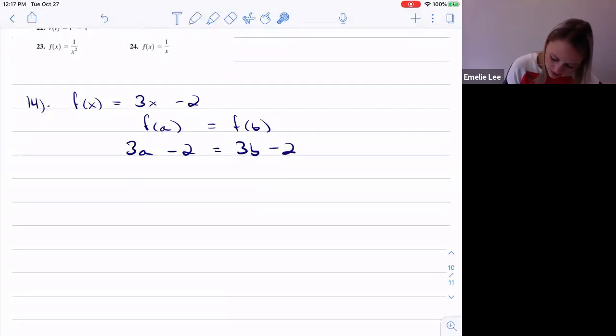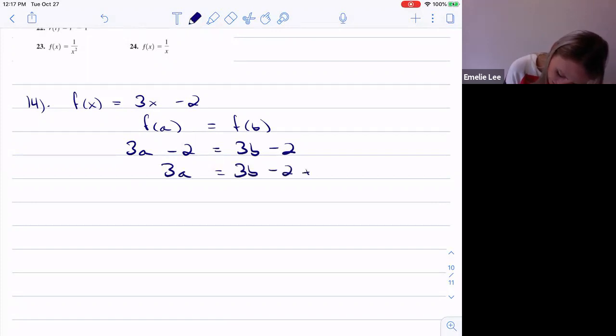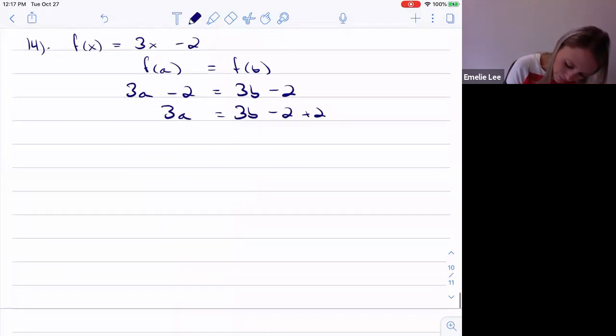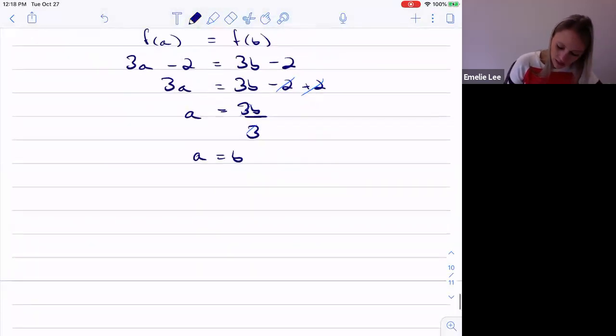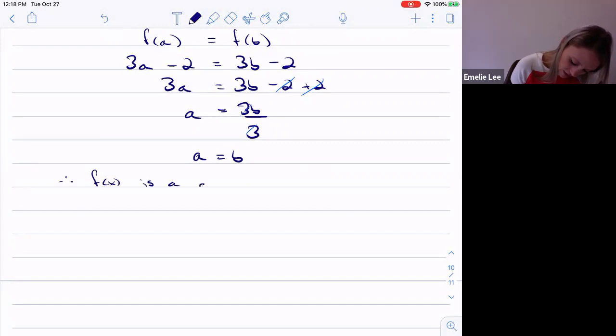So if I want to simplify, I can add 2 to both sides. So I get 3a is 3b minus 2 plus 2, which is going to go away. I also have a is 3b divided by 3, which is also going to cancel out. So now I have a is equal to b. Therefore, f of x is a one-to-one function.